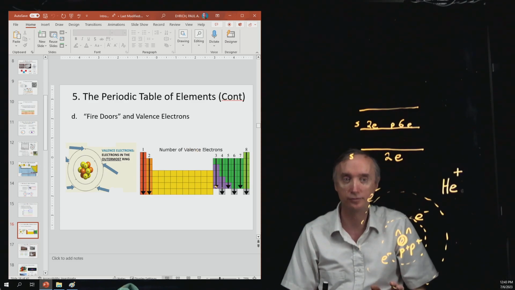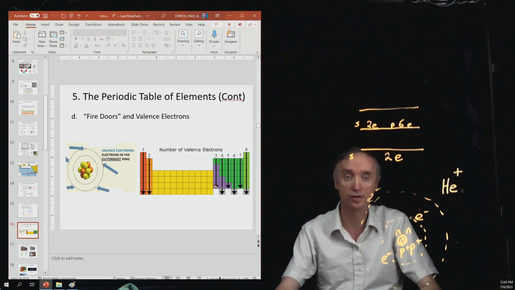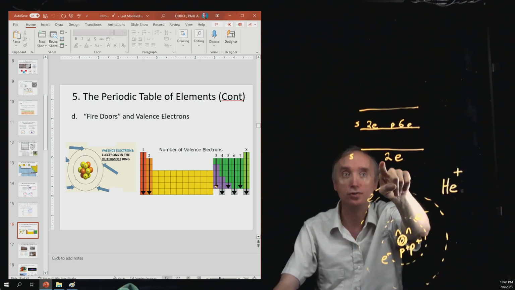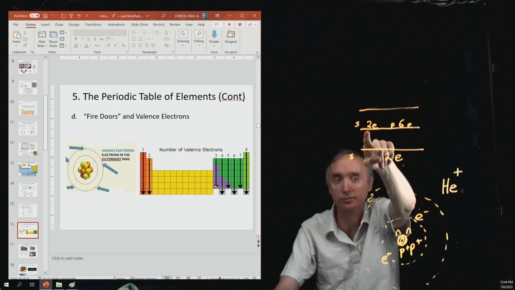They're sealed off. All right, so let's look at lithium. Lithium has 3 electrons. So 2 of them live here, but it's got 3. So the third one goes up here.